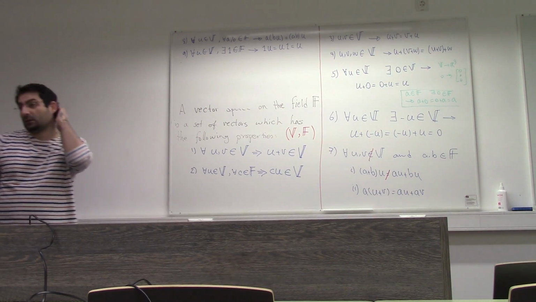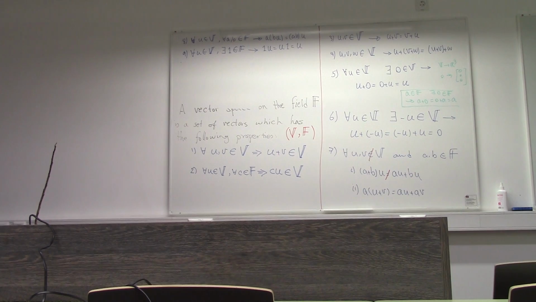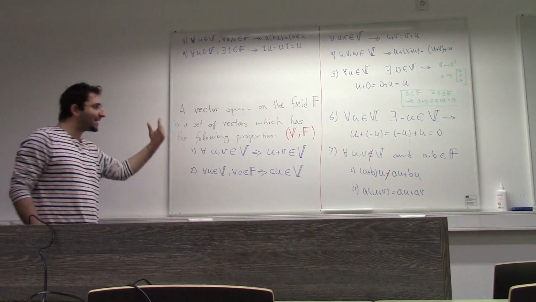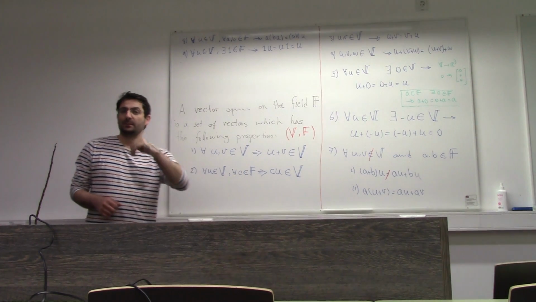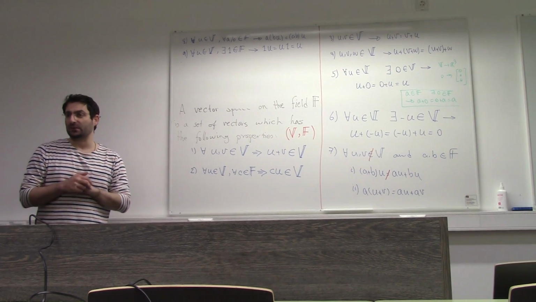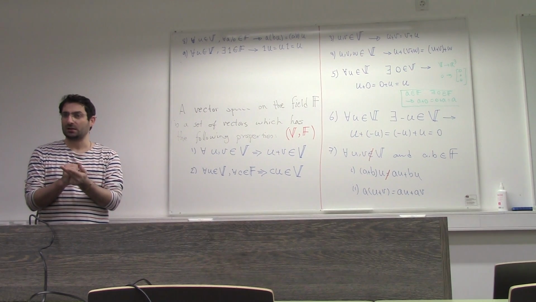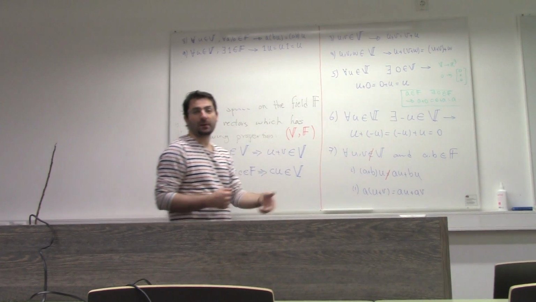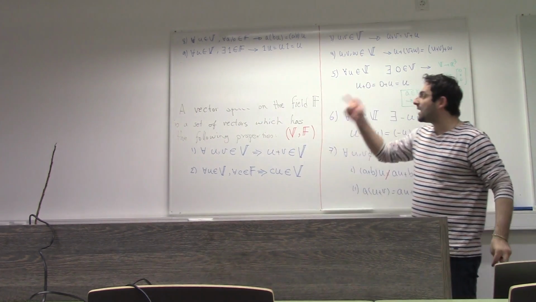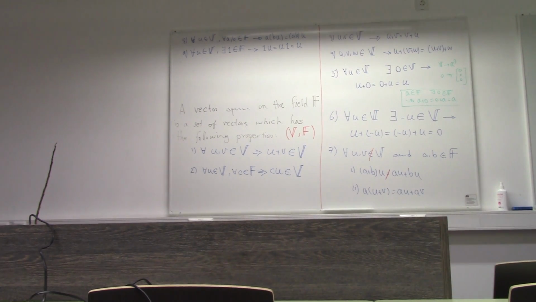So, as I erase the board, I want you to track these 9 properties because we will solve a few examples about checking if they are vector spaces or not. And you have to check all the properties, because if one of these 9 fails, then V is not a vector space over the field F.